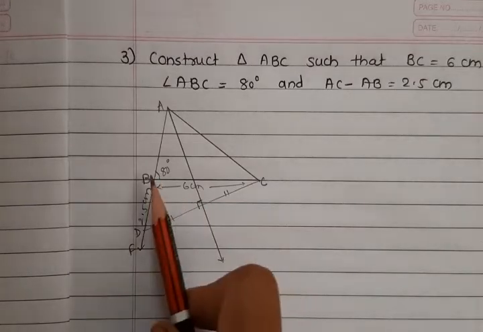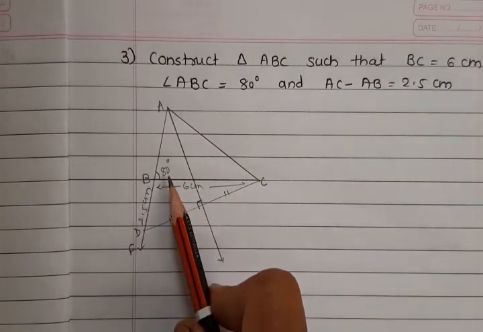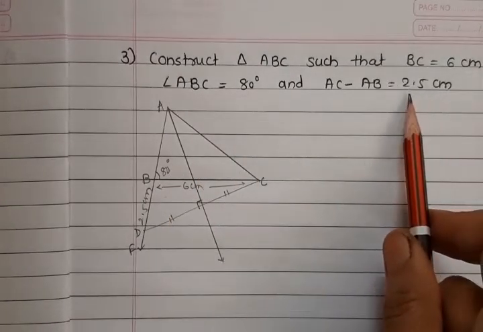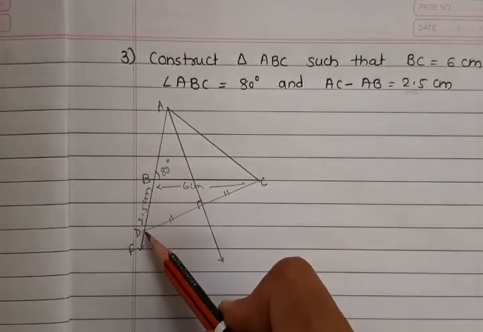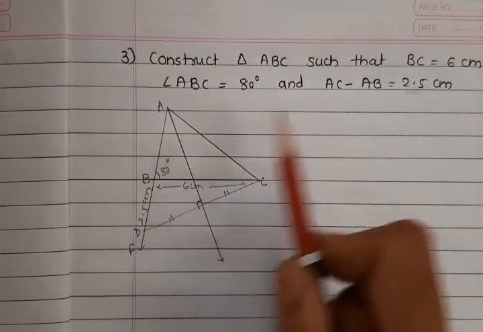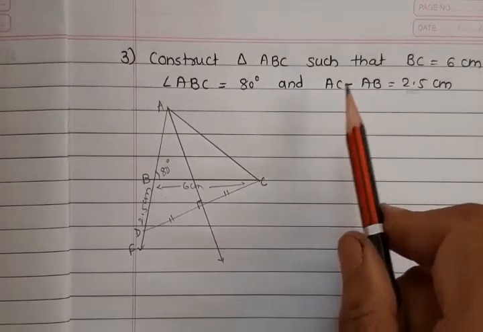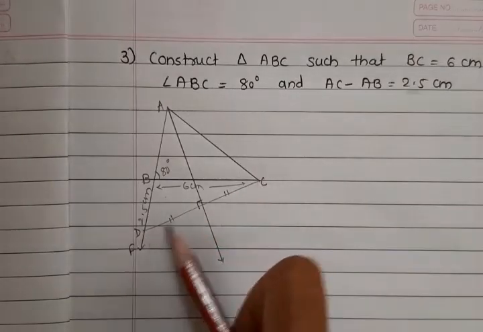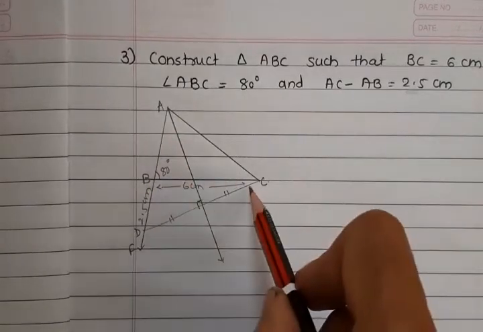Now first of all let's do the rough diagram. In the rough diagram we can observe BC is the base of 6 cm, angle B is 80 degrees. Now AC minus AB equals 2.5 cm is given, so in the compass we have to take the distance 2.5 cm and draw the arc on the downside, because here AC minus AB is given instead of AB minus AC. Then we have to draw the perpendicular bisector of DC, and afterwards we get the required triangle ABC.